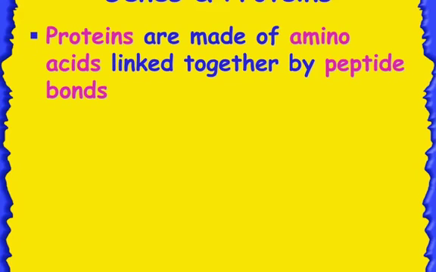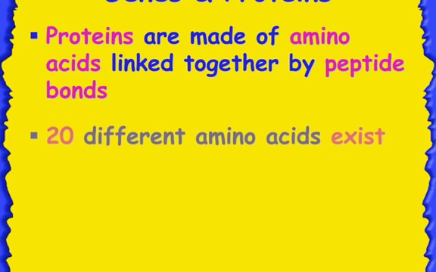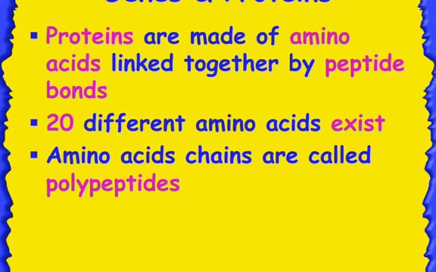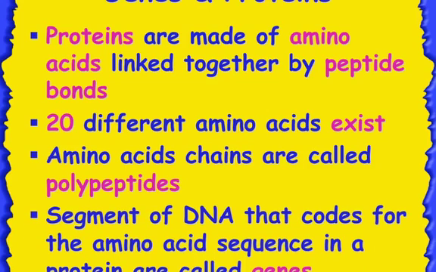So here we go. Proteins are made of amino acids linked together by peptide bonds. And here's a whole other bond, which we're reviewing again, peptide. That links together amino acids. We talked about hydrogen bonds linking together the nitrogen bases back in DNA. So don't mix those two up. There are 20 different amino acids that exist. And amino acid chains are called polypeptides. Remember, poly means many. A segment of DNA that codes for the amino acid sequence in a protein is called a gene.